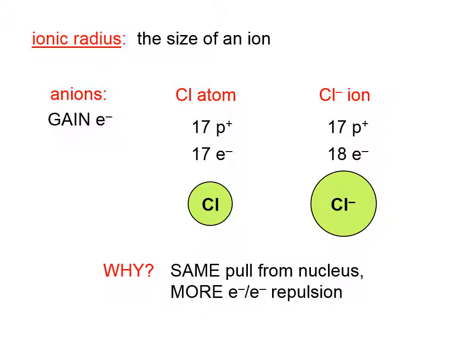So, why is it that anions are larger than parent atoms? The number of protons hasn't changed, so it has the same interior pull from the nucleus, but there's more electron-electron repulsion. So the electron cloud puffs out, if you will.